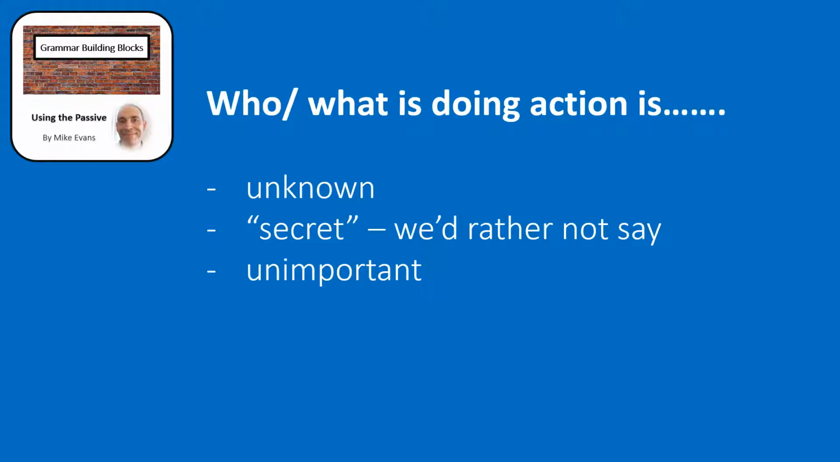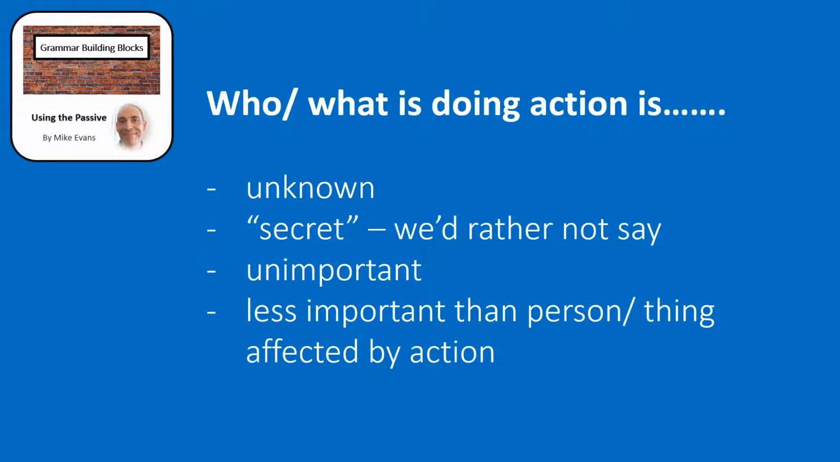It's unimportant. Or the person or thing affected by the action is far more important than the person or thing doing the action. When this is the case, we put the person or thing affected by the action first in the sentence, so it becomes the subject. We then need to change the verb to its passive form.